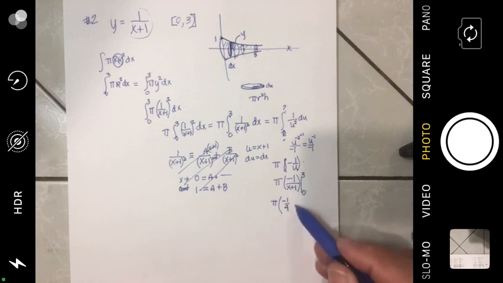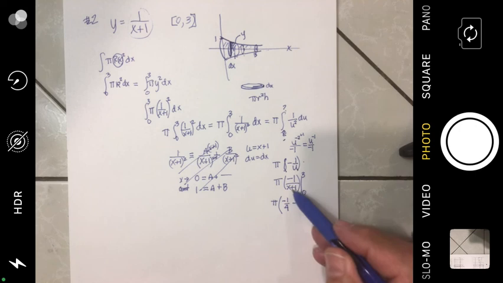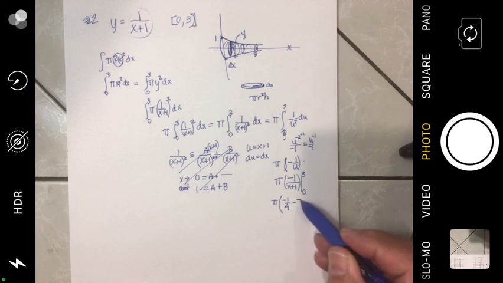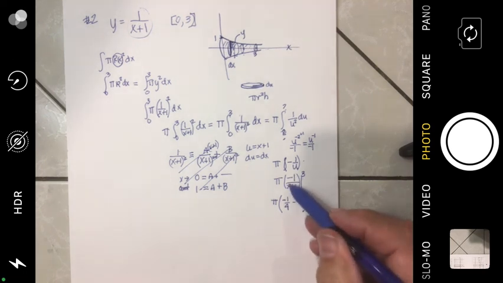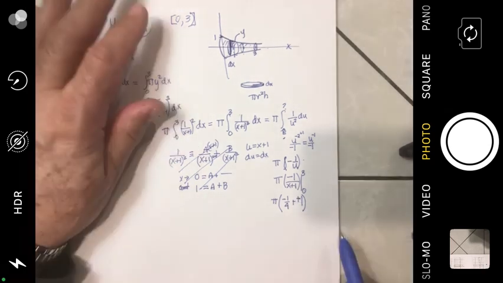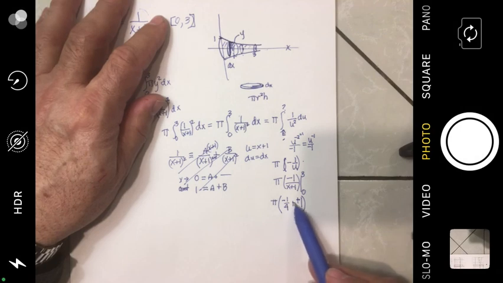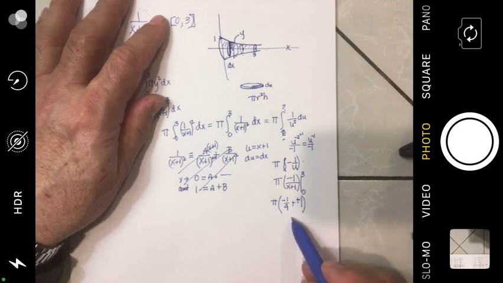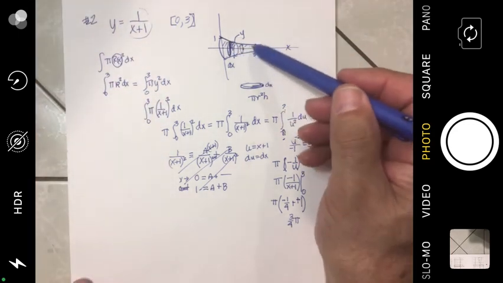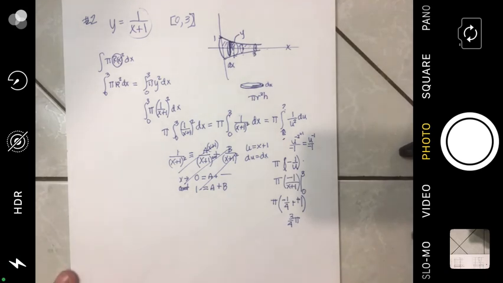Then I put in 0, and I get minus 1 over 1, which is minus 1, and I'm supposed to subtract, so that turns into plus. So I got negative 1/4 plus 1, which is 3/4 pi. And that's the volume of this. Okay.